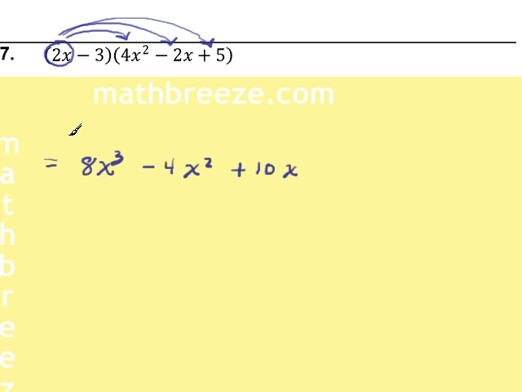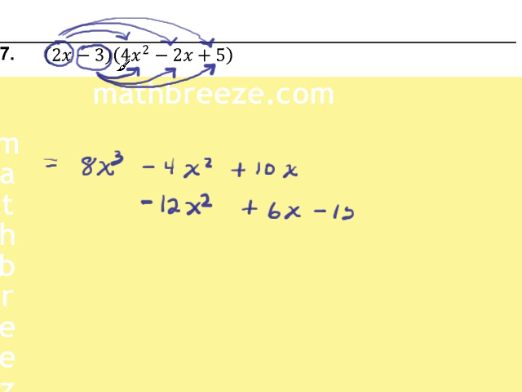And now we'll multiply through by negative 3. Minus 3 times 4x squared, that's negative 12x squared. Line it up underneath the x squared term above. Minus 3 times minus 2x, that's plus 6x. Okay, again, line it up. And minus 3 times 5, that's negative 15.